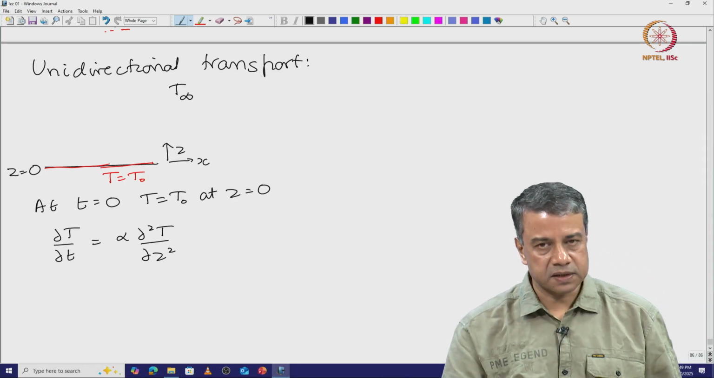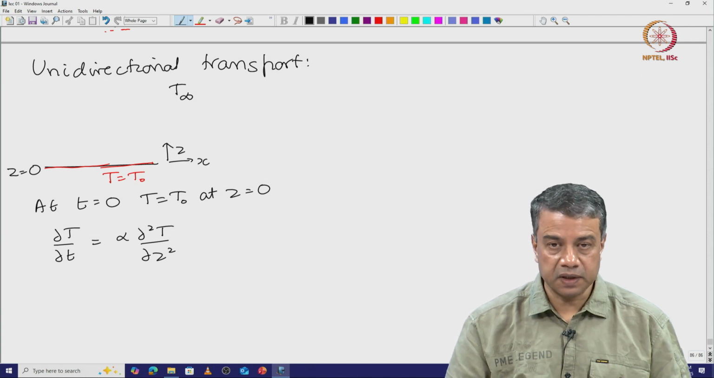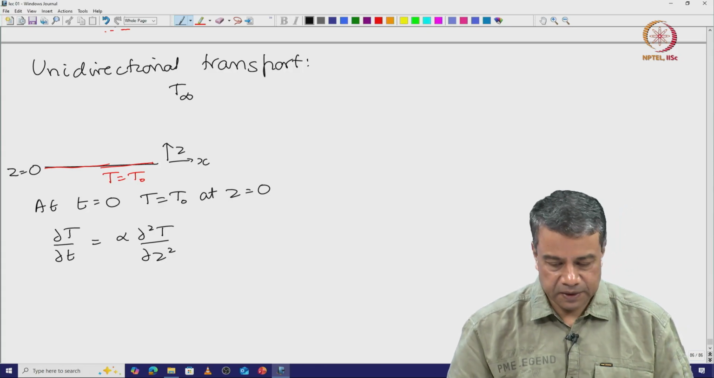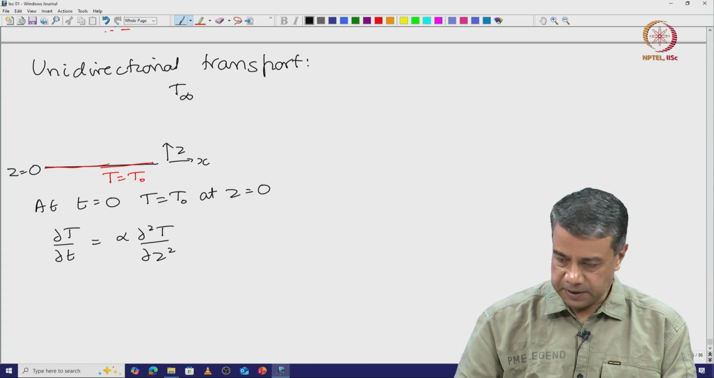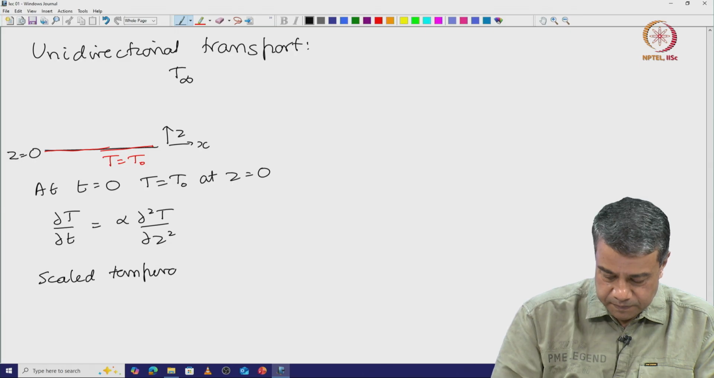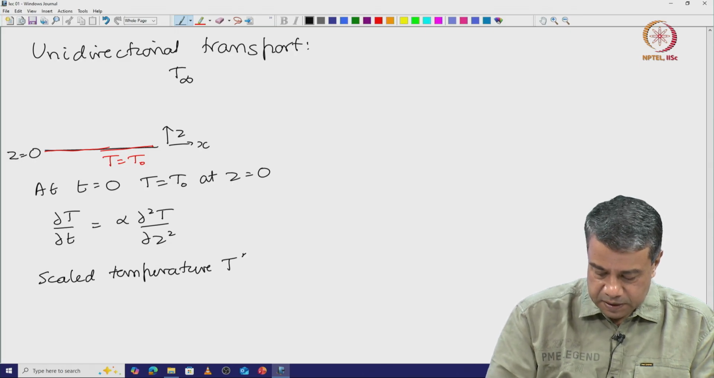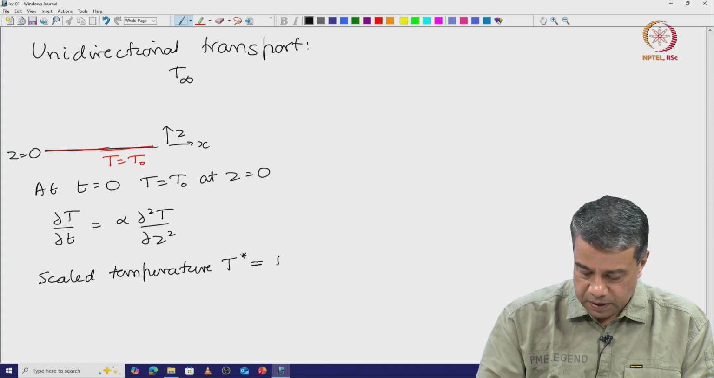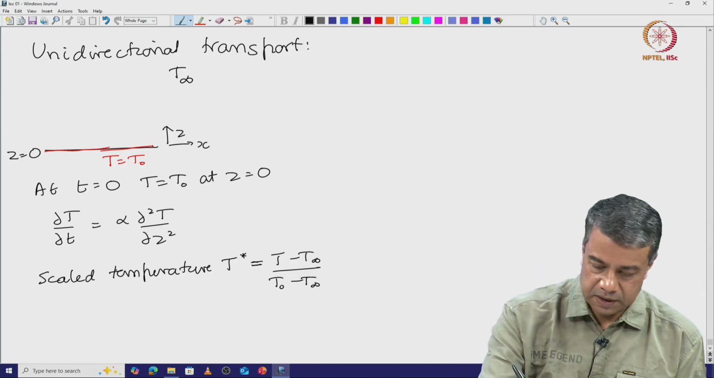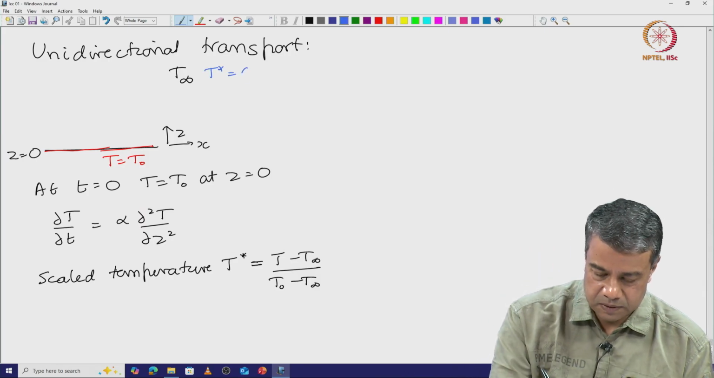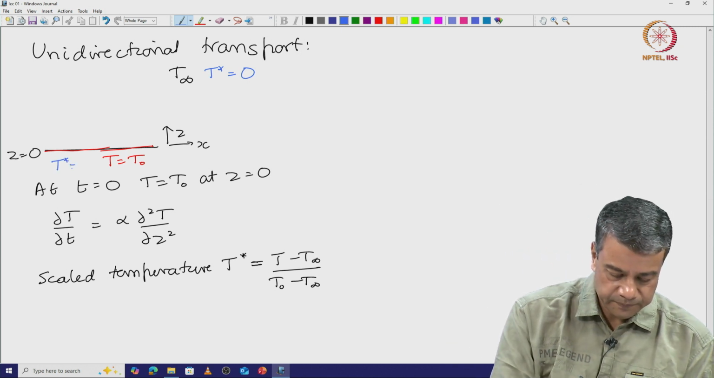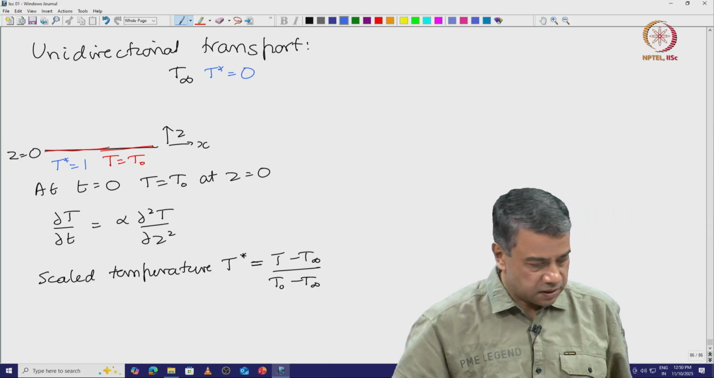So, T is equal to T naught at the surface. Initially throughout the fluid T is equal to T infinity. So, the first thing we can do is we can define a scale temperature. T star is equal to T naught minus T, divided by T naught minus T infinity. If I define it this way, you see that this corresponds to T star equal to 0 in the fluid. At the surface T star will be equal to 1.